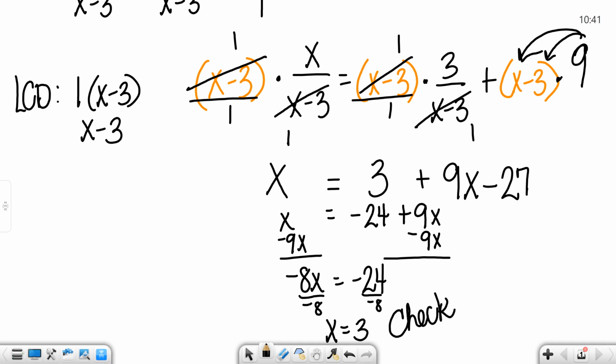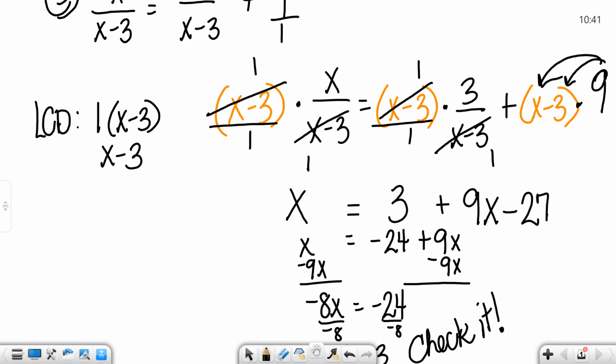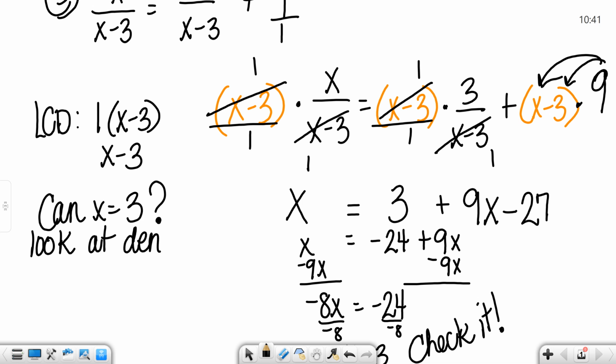Now we got to go back and check it. Okay, because x was in the denominator. All right, so I am checking, can x equal 3? That's what I'm looking for. Can x equal 3? All right, so look at the denominators of the original problem. Well, if I plug in, okay, so here's my two denominators. They're both x minus 3 and then a 1. So here's my denominator, x minus 3. If I plug in the solution that I found, which was 3, uh-oh, it gives me 0.